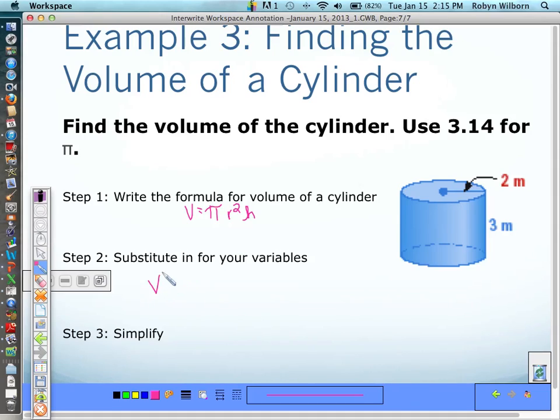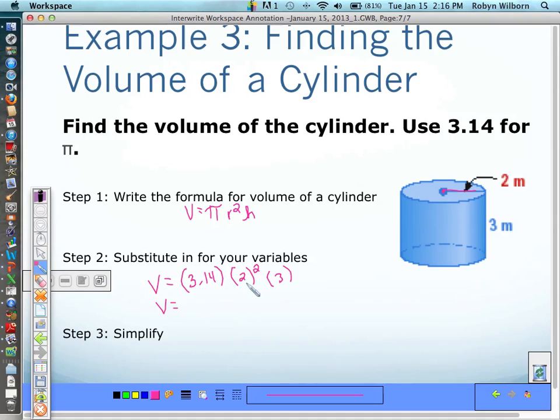Let's go in and substitute our variables. It tells us to use 3.14 for pi, so I'm going to go ahead and do that. My radius here from my center to my outside is 2, and I do need to square that. And the height, which is the distance on the side, is 3. So I've substituted in, put everything in parentheses, and now I'm just going to simplify.